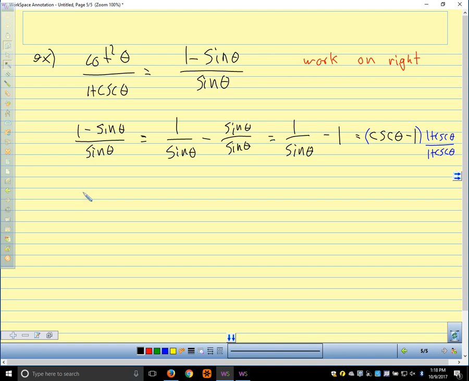So I get that this equals cosecant minus 1 times 1 plus cosecant, which is cosecant squared minus 1 over cosecant theta plus 1, or 1 plus cosecant theta. Well, what's cosecant squared theta minus 1? Cotangent squared theta over 1 plus cosecant theta.